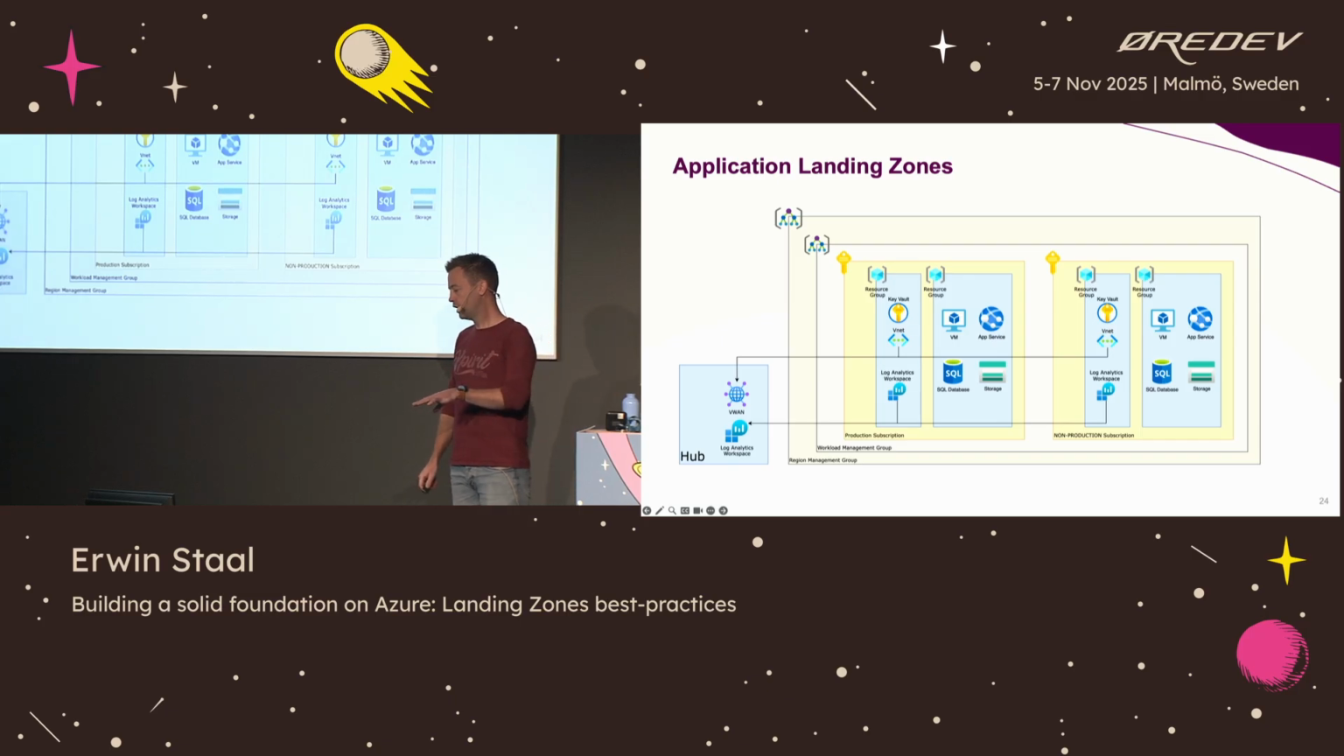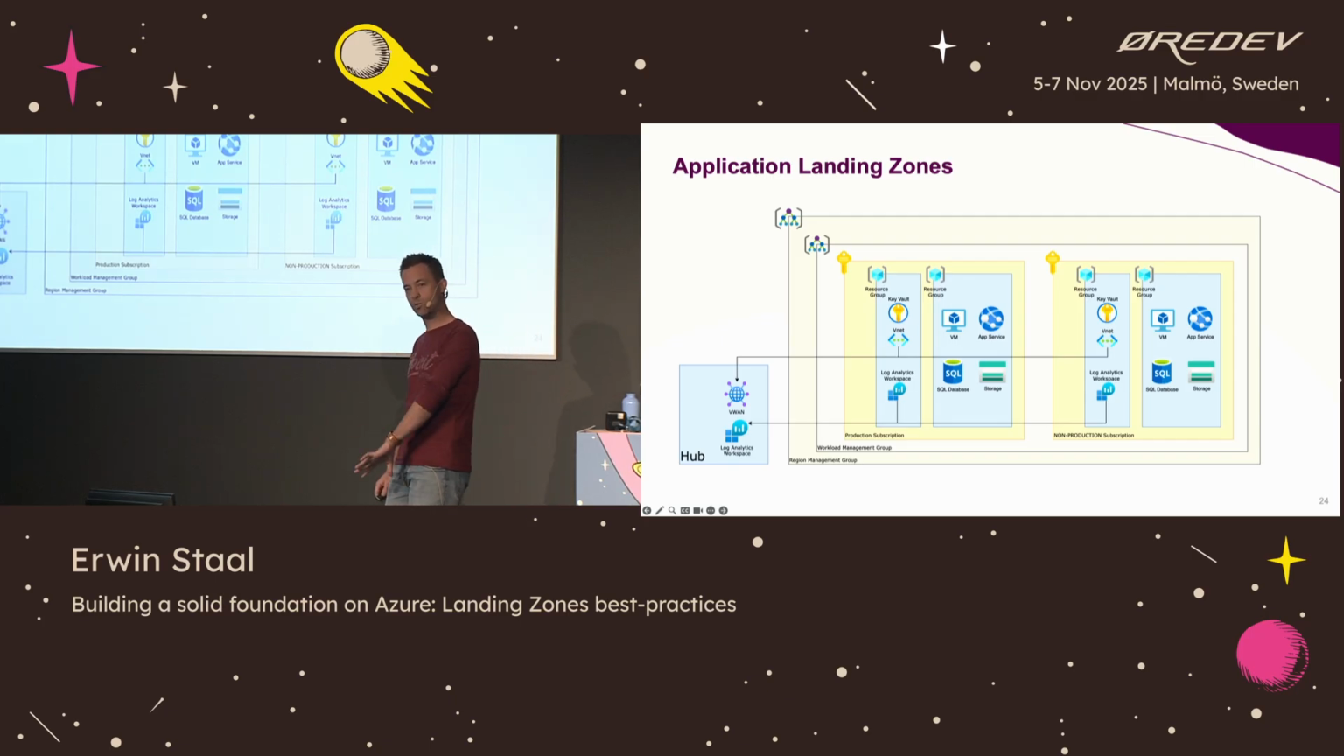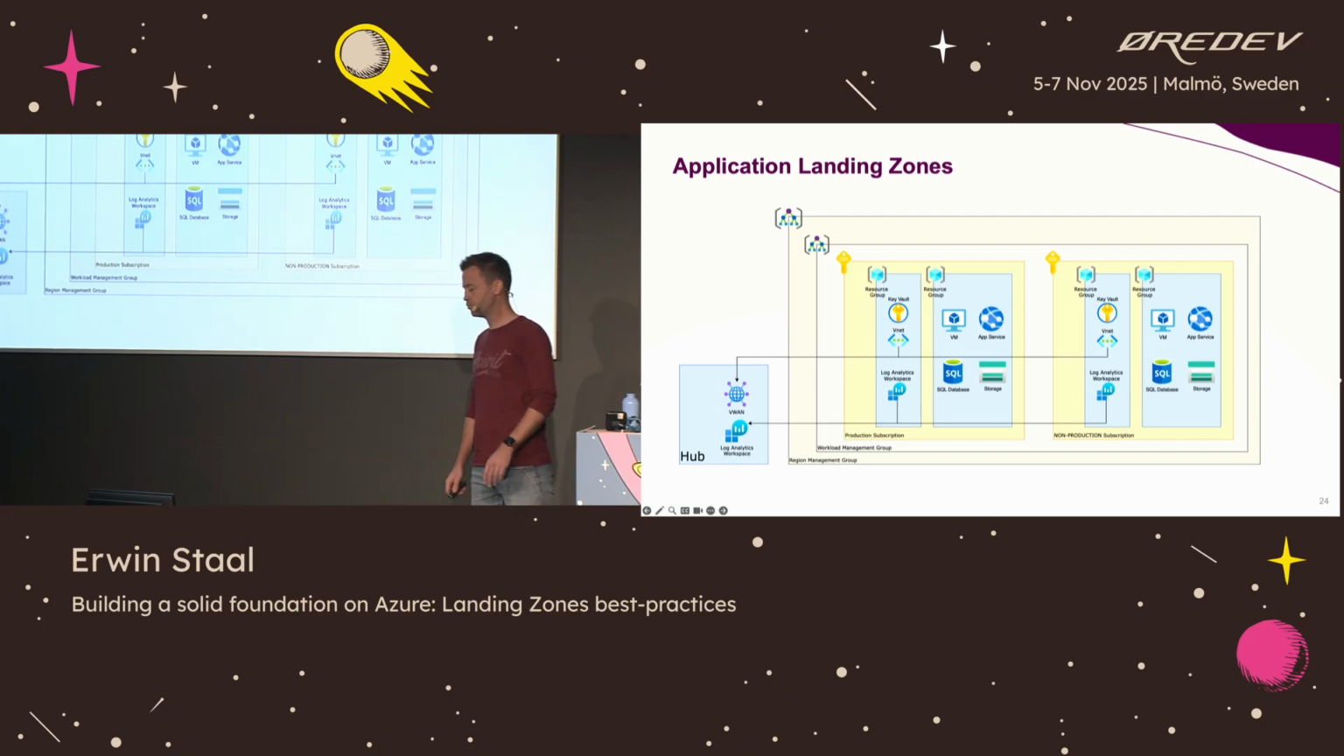And of course, there's a variety of things that you could add or not. So for example, in my current assignment, we also add Grafana and add a few default dashboards into the mix. But it really depends on your scenario, what is the default that you want to give application owners in the application landing zones.